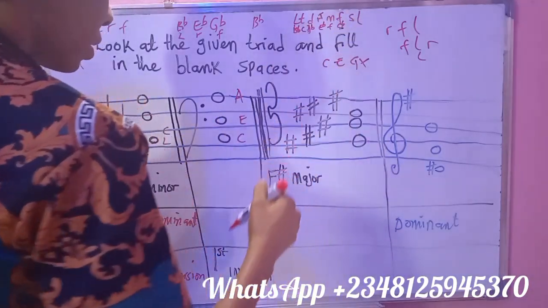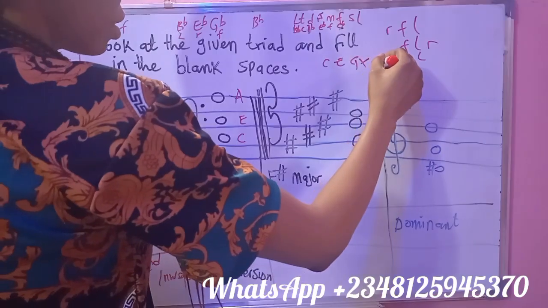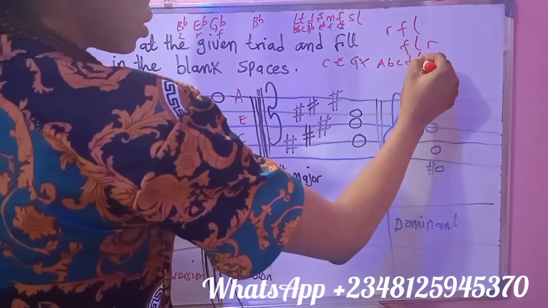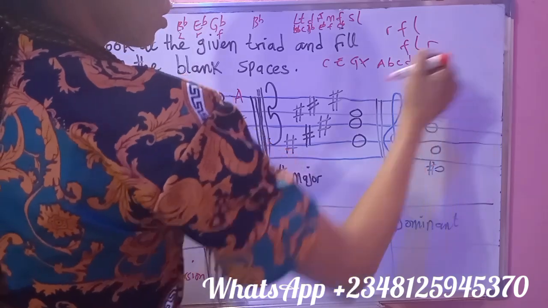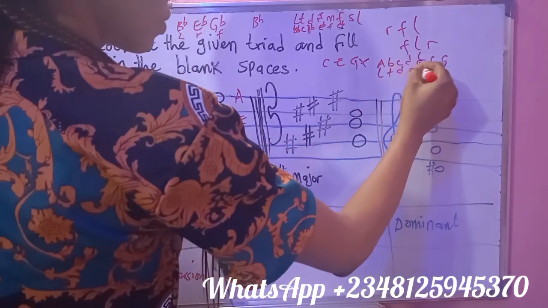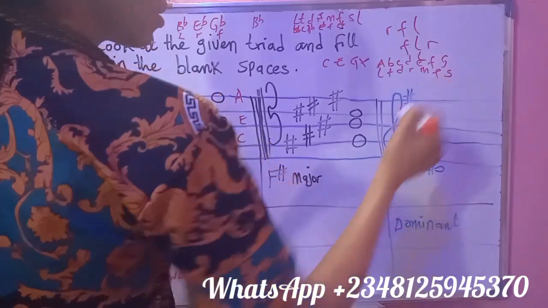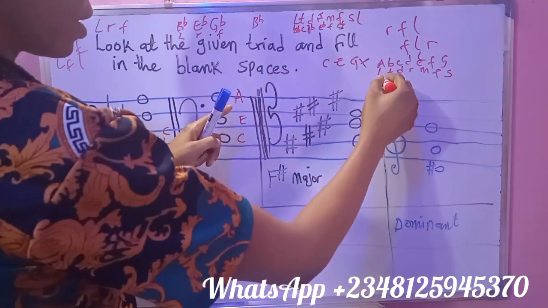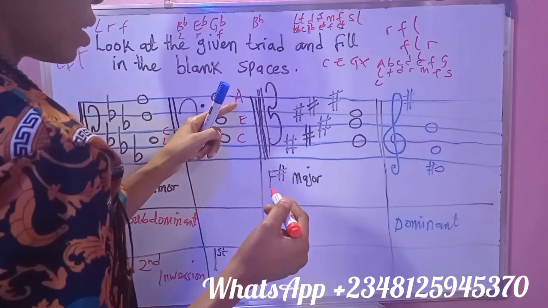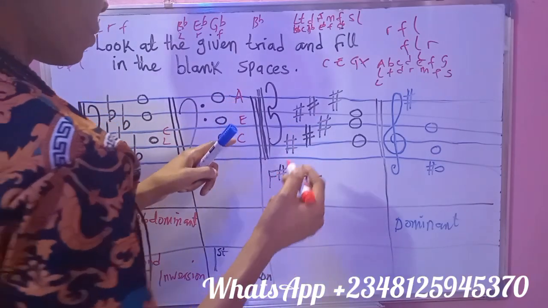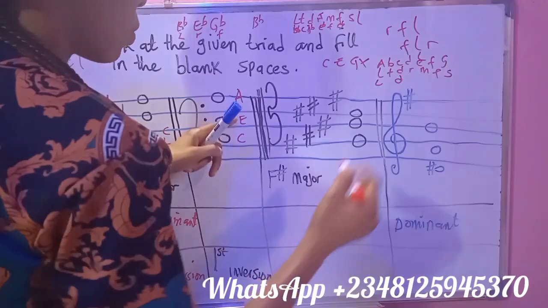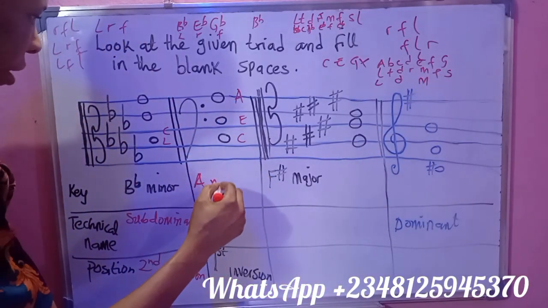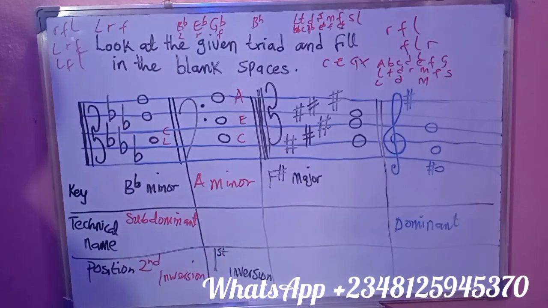So if it's A minor, what's the note combination? A minor consists of A, B, C, D, E, F, G. So we have La, Ti, Do, Re, Mi, Fa, Sol. So do we have all the notes here? We have A, so that means we have La, and then we have Do, and then we have Mi. So automatically it's an A minor chord. So when we write here, it's an A minor triad.